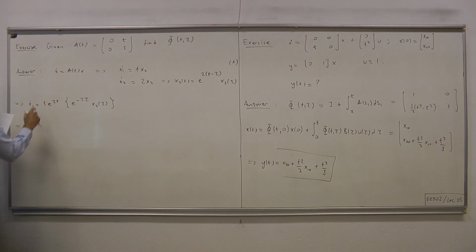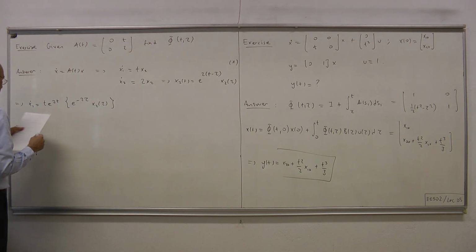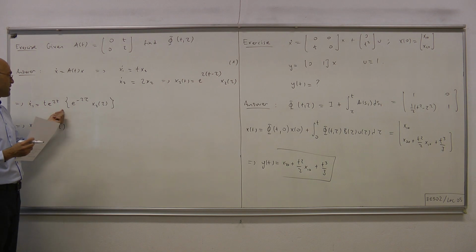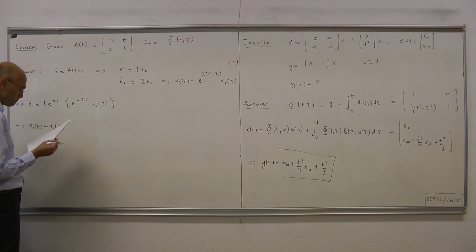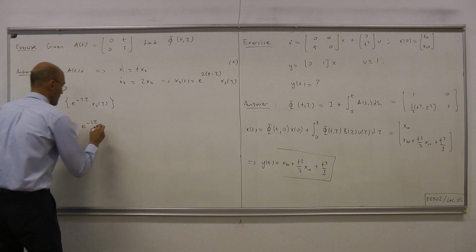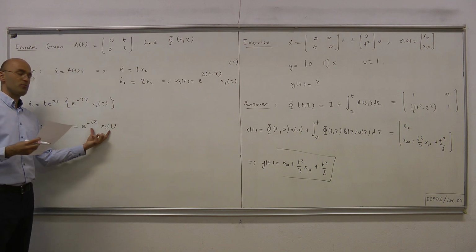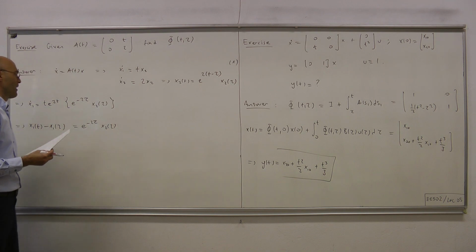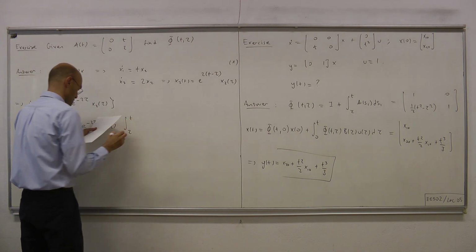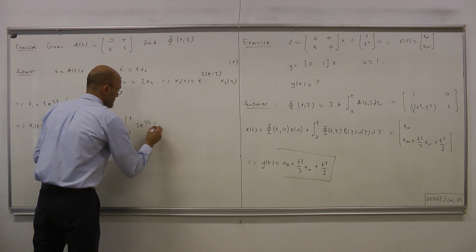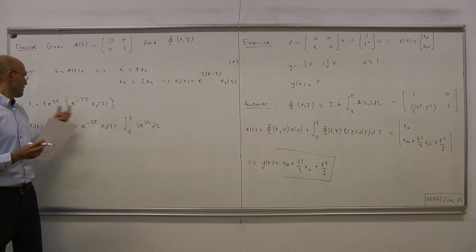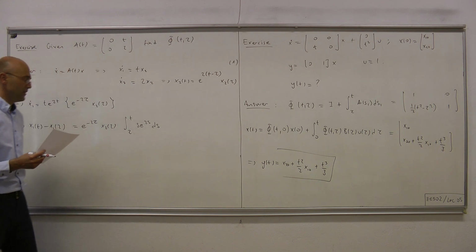Then integrating both sides from tau to t, what we have here is x1 of t minus x1 of tau on the left hand side, and then the integral of this term from tau to t. The factor e to the minus 2 tau x2 of tau can be considered constant because we're integrating with respect to t. And then times the integral from tau to t of s e to the 2s ds. So this term gives rise to that integral.